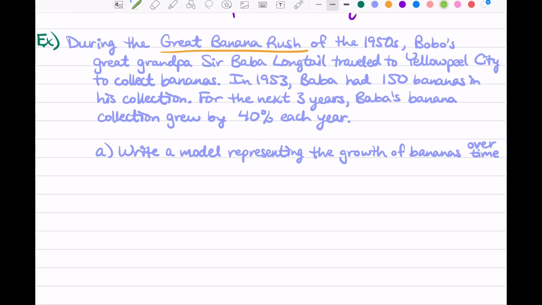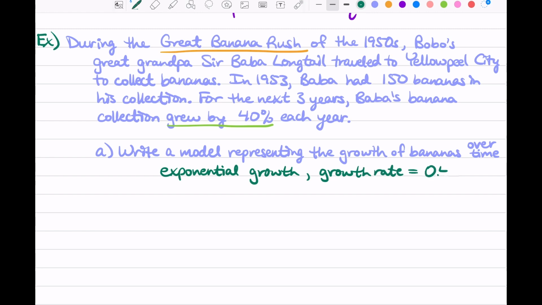Alright, so Sir Baba Longtail has a collection of bananas, and we're told that the collection grows by 40% each year. Since we're growing by a percentage, we have exponential growth. And that 40% is our growth percentage, which means our growth rate is 0.40. So we have exponential growth, and we're asked to write a model representing this growth, so we can use our exponential growth model.